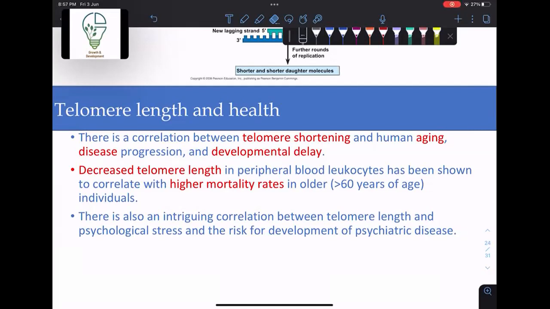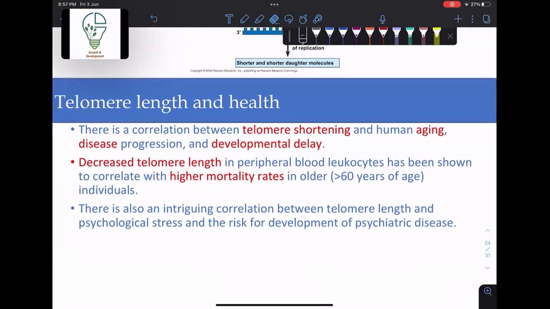So there is a higher mortality rate in older adults. There's also a very interesting correlation between telomere length and psychological stress. When they say that stress makes you look older, that is literally what they mean: stress makes these telomeres shorter, and that can lead to psychiatric diseases and all of that.